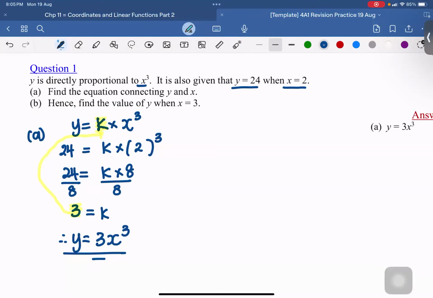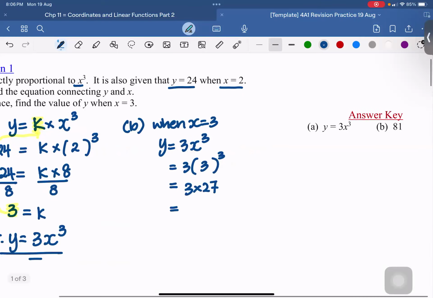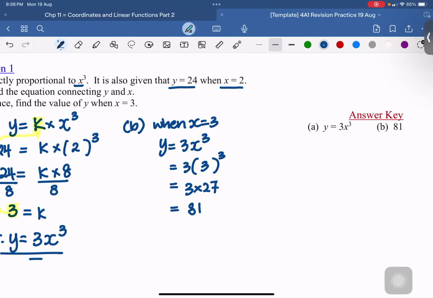Then after that, part B, they say find the value of y when x equals 3. So when x equals 3, our equation is y equals 3x cubed. Then x is now the number 3, 3 cubed. Then 3 cubed is 27. 3 times 27, how much does that give you? 81. And we got the answer.